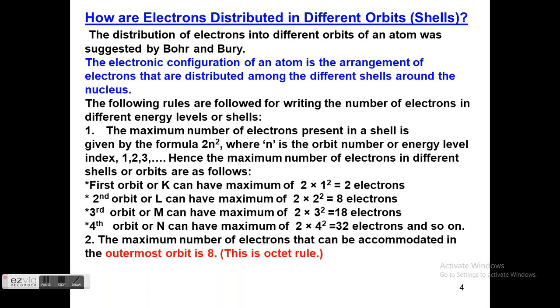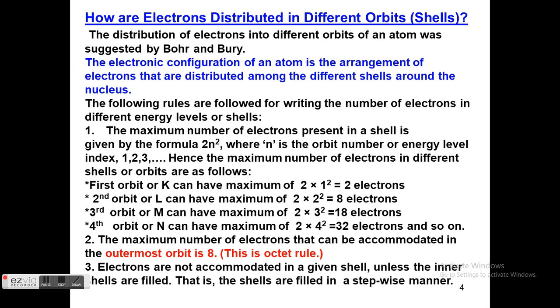The maximum number of electrons that can be accommodated in the outermost orbit is 8. This rule is called octet rule. Electrons will not be accommodated in a given shell unless the inner shells are filled. That is, the shells are filled in a stepwise manner.